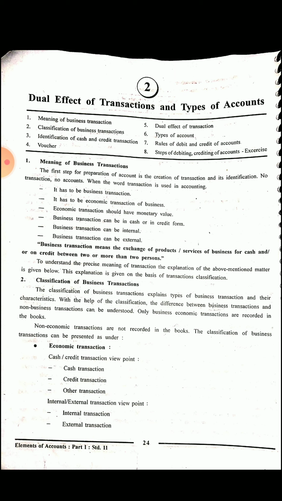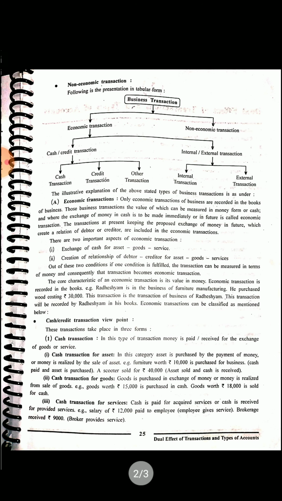Now the classification of the business transaction is to be done. The classification is based on two aspects, that is economic transactions and non-economic transactions. Economic transactions, from the cash or credit viewpoint, are cash transactions, credit transactions and other transactions, and also internal and external transactions. We need to see very clearly, my dear students, that the business transaction is divided into two parts, economic and non-economic, cash and credit. We need to see how cash transactions take place and how credit transactions take place.